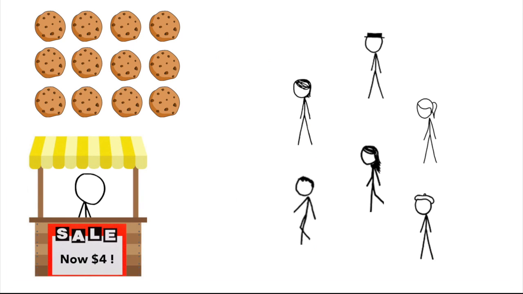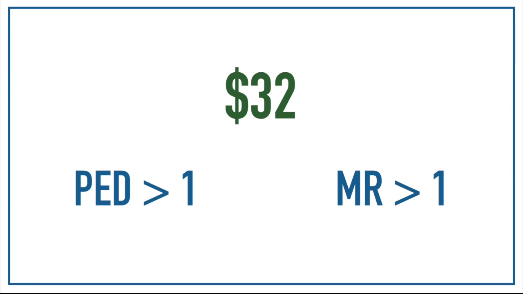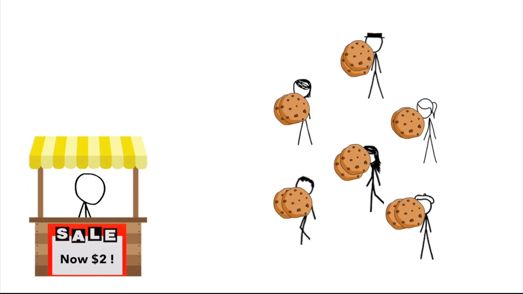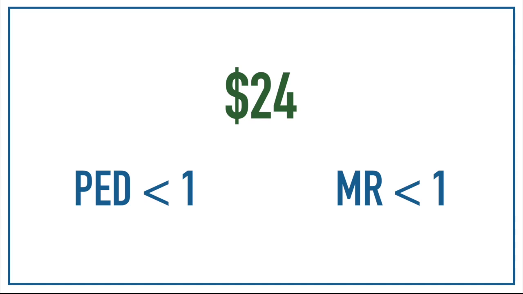This is exactly what happened to Tim. After lowering his prices to $4, he sold 2 more cookies, raising his total revenue to $32. Therefore, PED and marginal revenue were positive. As he was excited by this trend, he quickly lowered his price to $2, and even though he sold 12 cookies, his total revenue had fallen to $24, which means that PED and marginal revenue were negative.